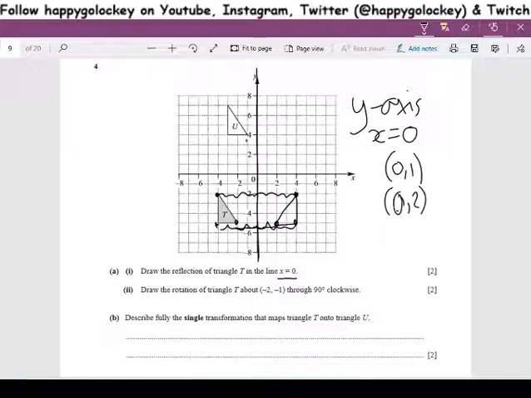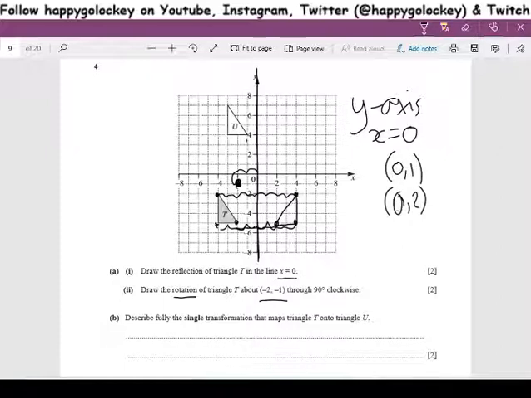Okay, the second part says draw the rotation of triangle T about -2, -1 through 90 degrees clockwise. So it's going to do a little spin. Now we've been doing rotational symmetry not too long ago. This is quite similar to rotational symmetry as long as you can find a point for it to rotate around. That point is given to you. It's -2, -1. So let's find that. 2 to the left, 1 down, this point here. That circle there, that's the center. That's like the sun, and the T is the earth, and we're going to spin around it.